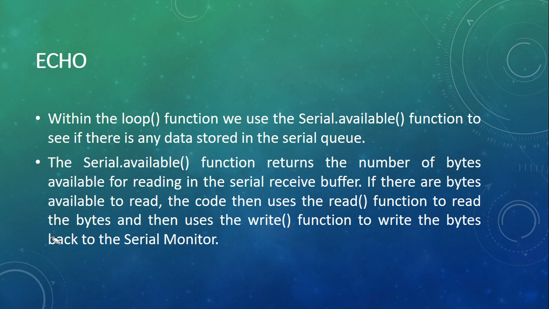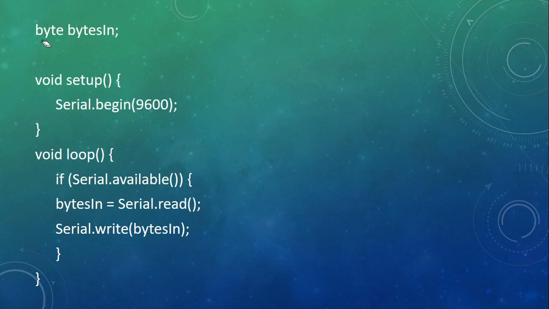Within the loop function, we use the Serial.available function to see if there is any data stored in the serial queue, as I've already described. Serial.available will always check if there is an input string that is entered and then sent. The Serial.available function returns the number of bytes available for reading in the serial receive buffer. Since it returns bytes, the data type that you have to use is also byte. That's why in the previous code, the data type must be byte. It must be compatible with Serial.available's preferred data type.